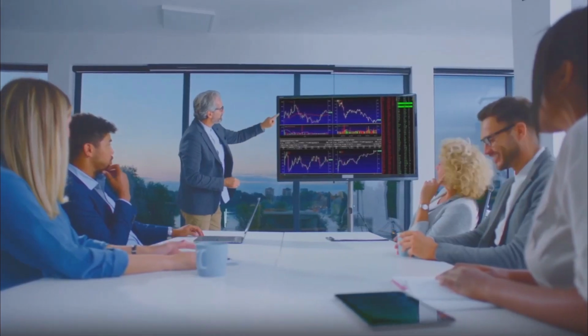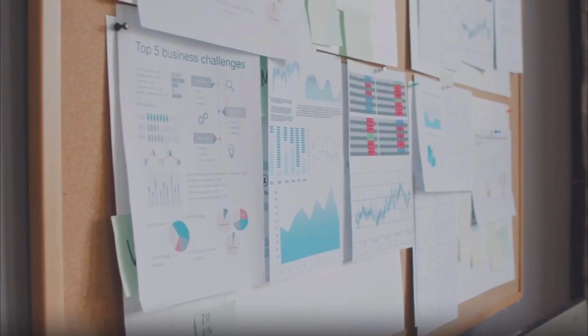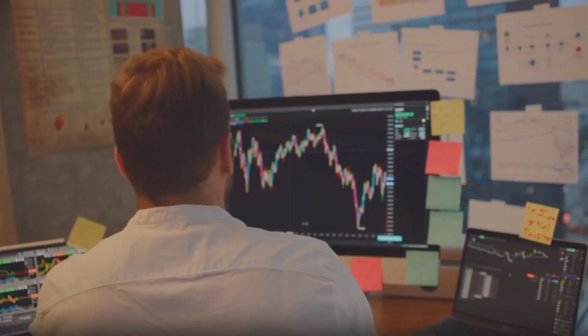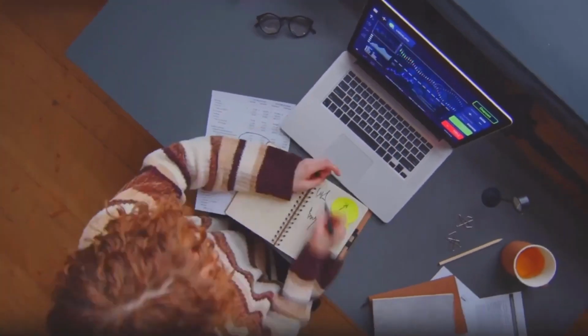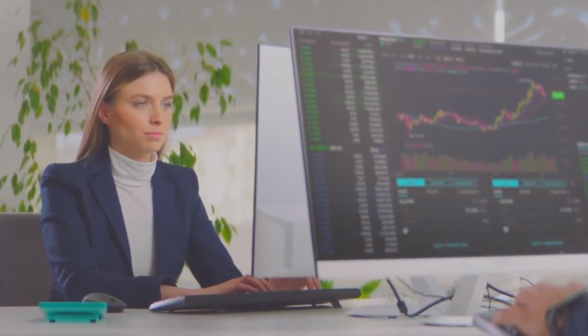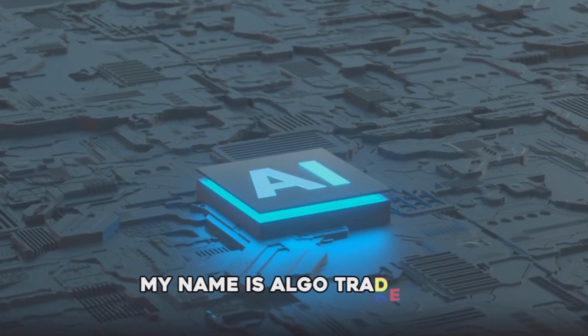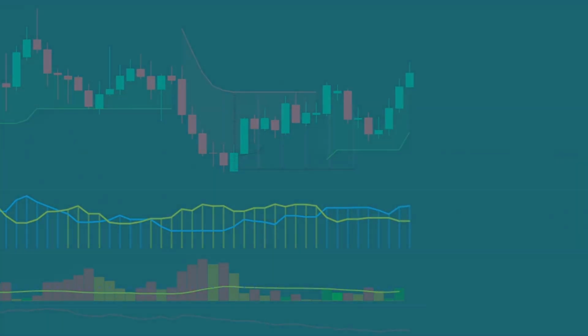We will uncover its components, unleash it in live markets with rock-solid risk management, and reveal what exact results you can expect to get in live trading, because I will not test it in 20 or 100 trades, but during all the market data from the last 10 years and in several assets, in a way that you will be able to see all the real and proven results of this unique strategy. My name is Algo Trade Pro, and let's dive into this new strategy.